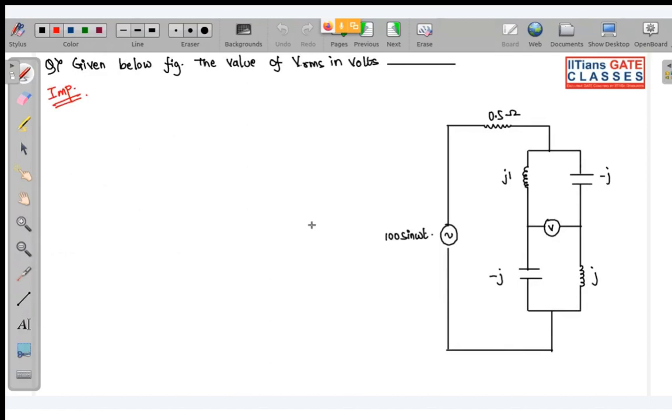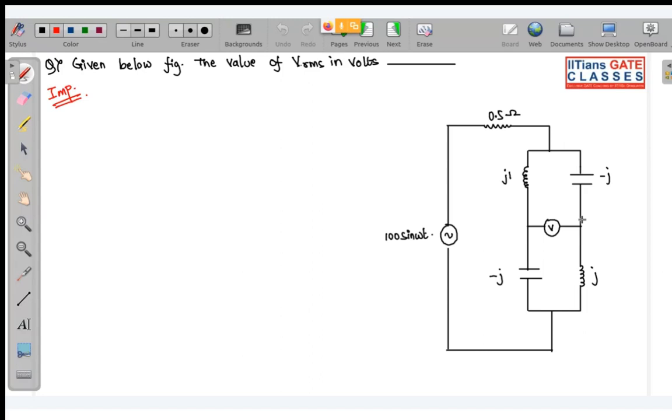The AC analysis of this part, I don't understand. Why do you have to do AC analysis at this point? This is a simple bridge circuit. You have to find the value of VRMS, of this voltmeter. Okay, so what are you going to do? Is this bridge balanced? We will solve this question only. So let me ask you first, tell me, is this bridge balanced or not?